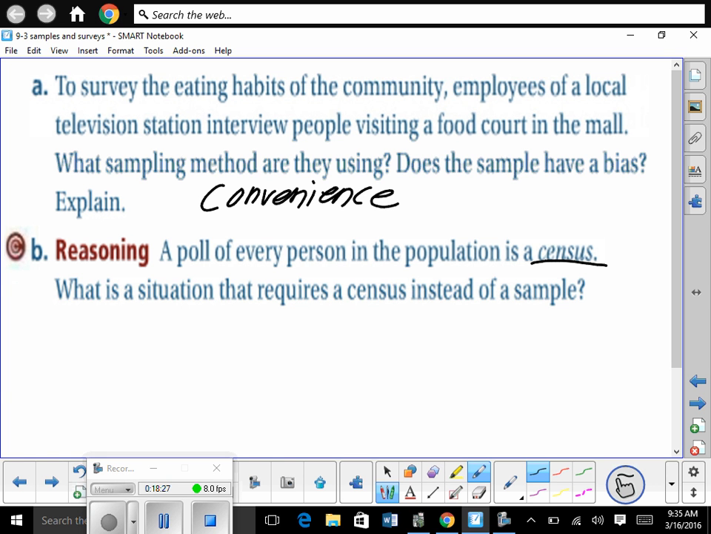Another one I thought of: let's say the population of the school. Wouldn't it be a census for everybody in year 2017 to get their schedule done? Wouldn't every single person have to get their schedule done for next year? That would be considered a census, because there's no one in that population that doesn't get a schedule done. Okay.